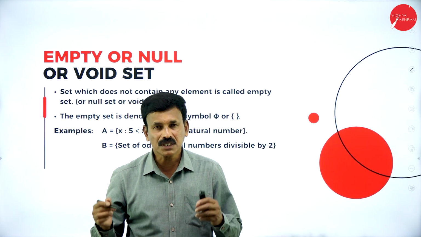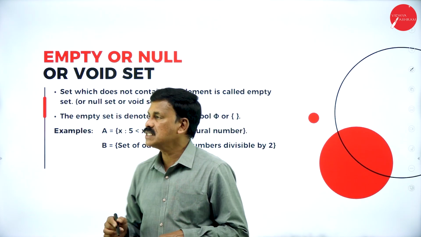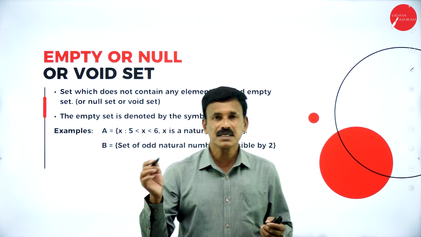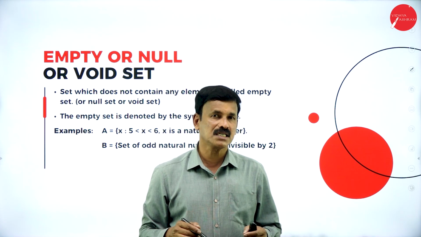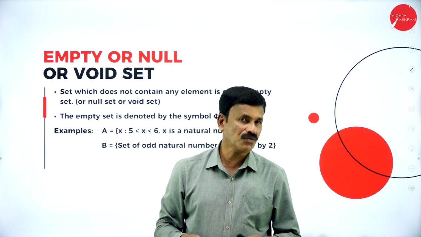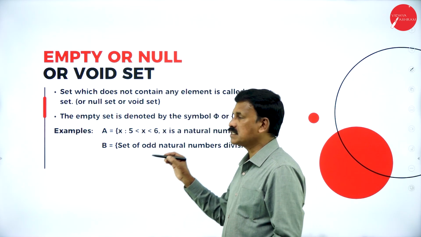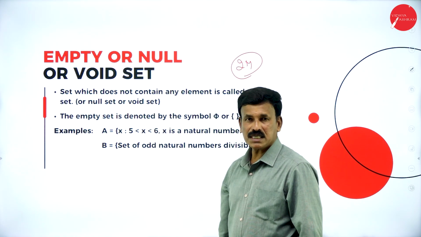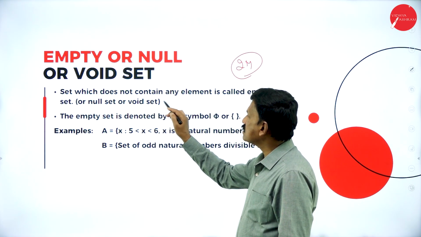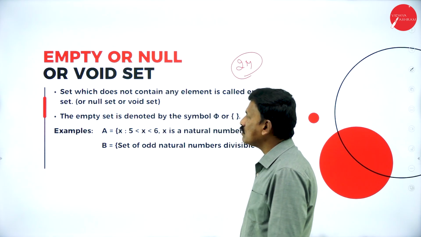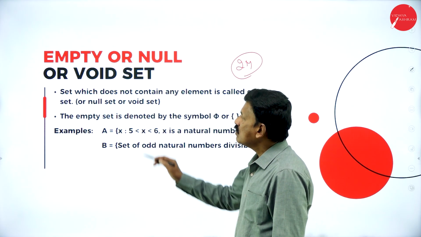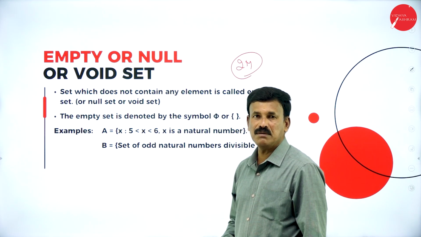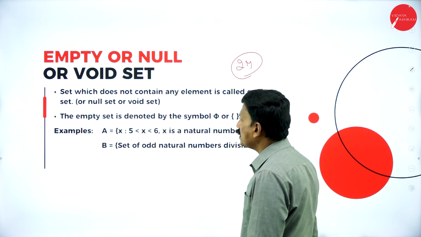Move on to the types of sets. The first one is a null set, also called an empty set or a void set. Usually you may expect this type of question for 2 marks. Now, what is a null set? A set which does not contain any element is called an empty set or a null set, or a void set.